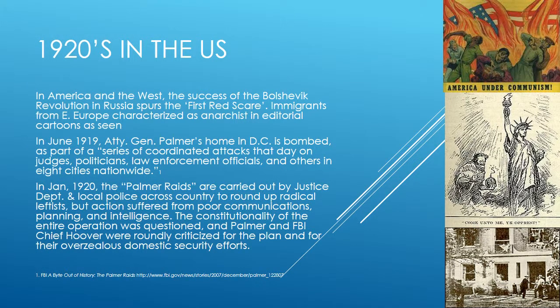The success of the communist revolution in Russia sparks the first Red Scare in America. There is much strife going on in the country, and in 1919, the Attorney General Palmer's home in Washington, D.C. is bombed. This was part of a series of attacks in 8 cities at that same time. In January of 1920, the Palmer raids were carried out by the Justice Department to round up anarchists and have them deported. However, they pretty much threw constitutionality and rights out the window doing this.